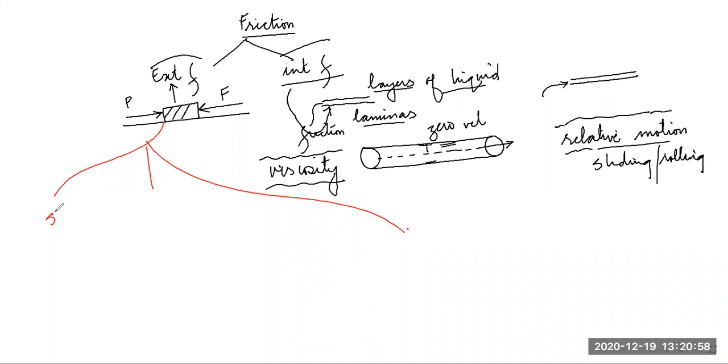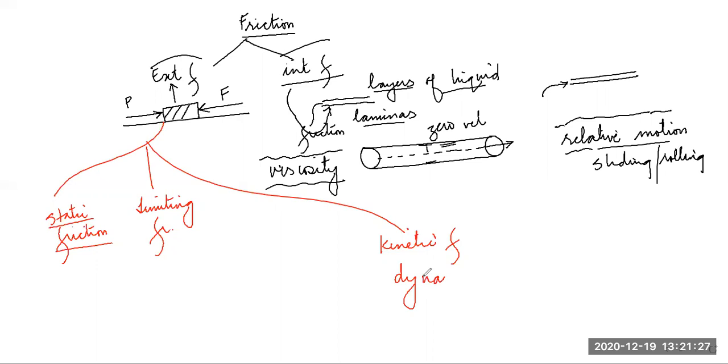One is static friction. I'm assuming that all the girls are writing down whatever I'm discussing. And anytime you have any doubt, stop me, ask me. Then limiting friction. And then we have kinetic friction, or we can also call it dynamic friction, when the body is in motion. Let's discuss one by one.